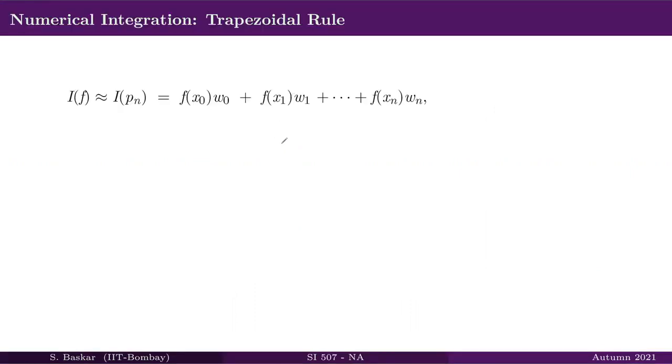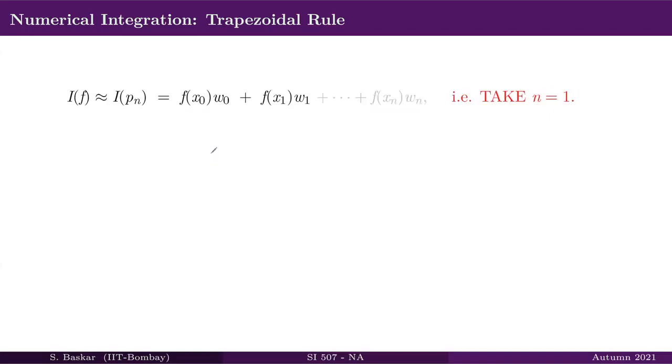Let us recall that the quadrature rules that we are interested in can be written in the general form f of x0 w0 plus f of x1 w1 plus ... plus f of xn wn, where the wi's are the weights obtained by integrating the Lagrange polynomial Li of x over the interval a to b in which we are interested in performing our integration.